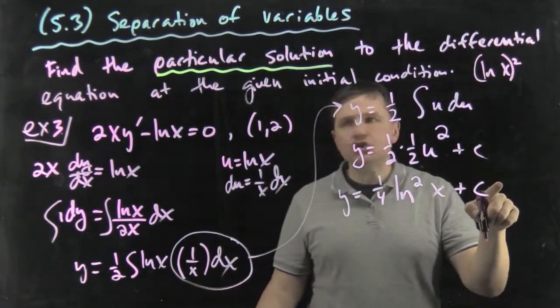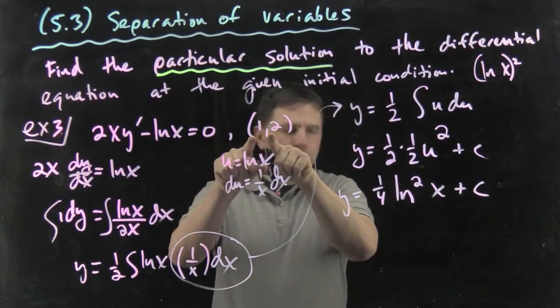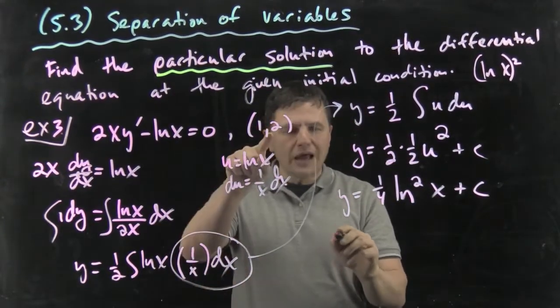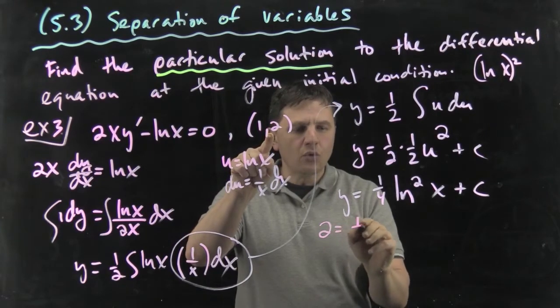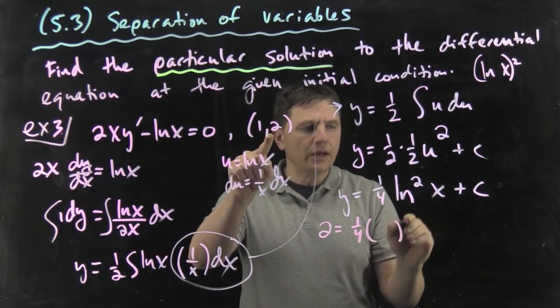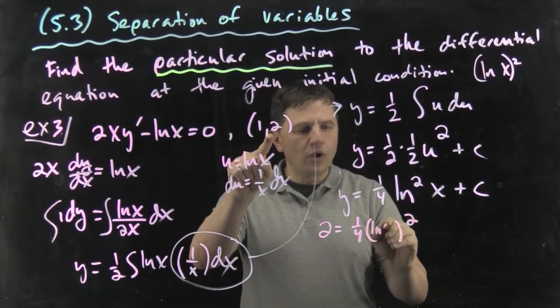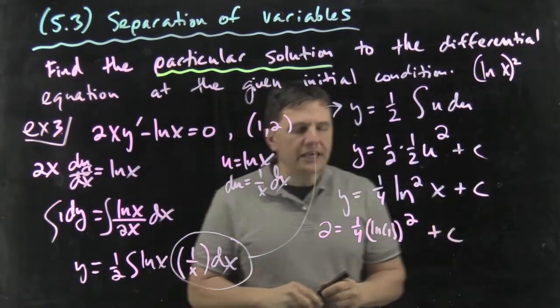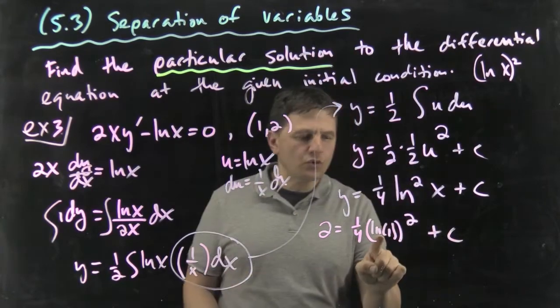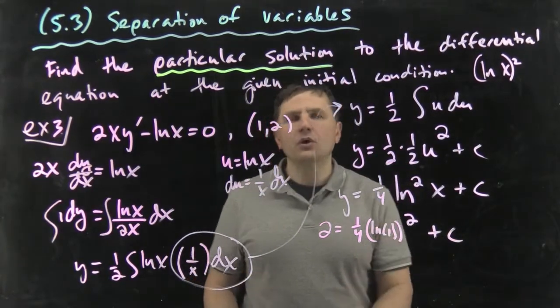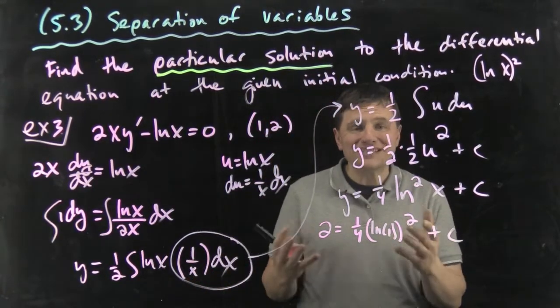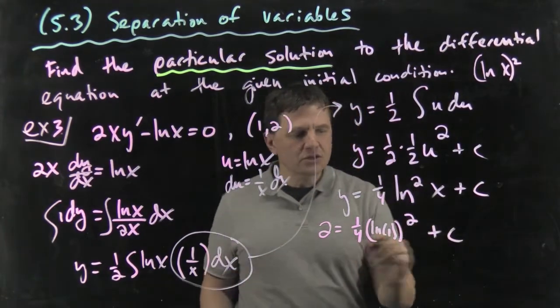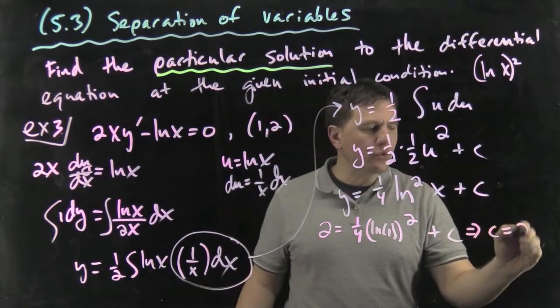Now once again, this is the general solution, but we want the solution particular to that point. So now we're plugging this in. 2 equals 1/4, ln of 1, plus c. Now, ln of 1, keep in mind, is asking the question: what do I raise e to to get 1? Well, I'm going to raise e to 0 to get 1. So this is just 0. So what we get here is c equals 2.